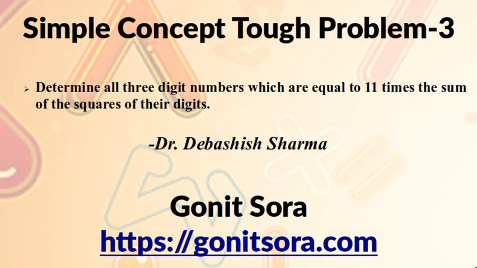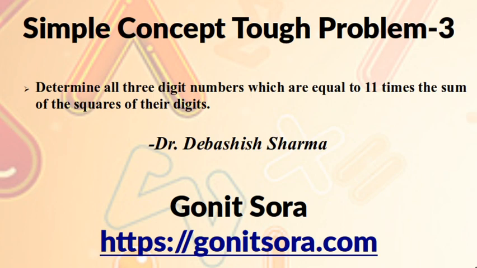So this was a problem that was asked in the International Mathematical Olympiad a long time back, in 1960. But as you know, mathematics is such a subject which never gets old. So even if the problem was asked in 1960, it is very much worthy of being discussed in any mathematical forum. Okay, so let me read the question again. Determine all three-digit numbers which are equal to 11 times the sum of the squares of their digits.